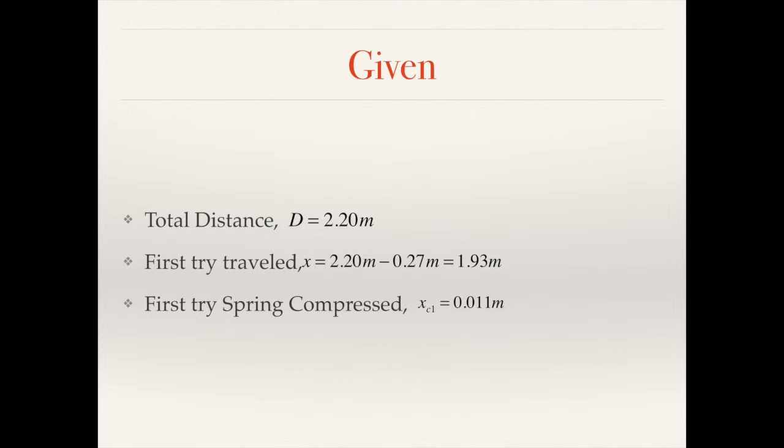So these are what we have been given. The distance between the edge of the table and the center of the box, which is 2.2 meters, and how long the first marble traveled, which is 2.2 meters minus 0.27 meters, which is 1.93 meters, and how much the spring got compressed by that try, which is 0.011 meters.